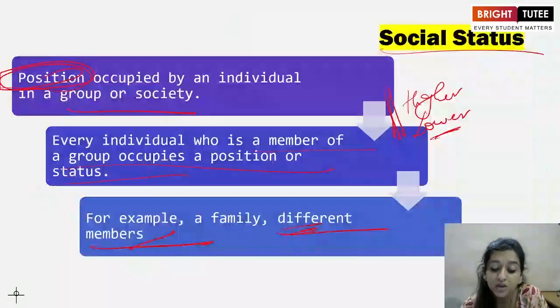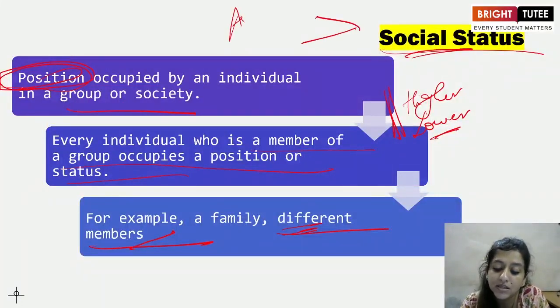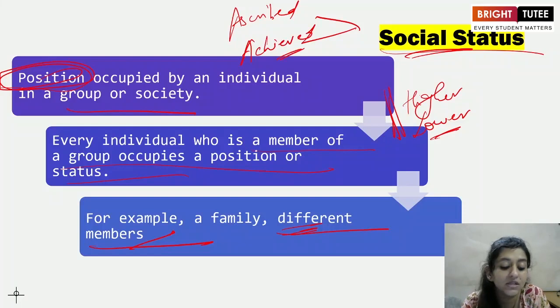So these are the two basic statuses, and these are the two basic understandings and divisions of social status, wherein one is the ascribed status and the other one is the achieved status.